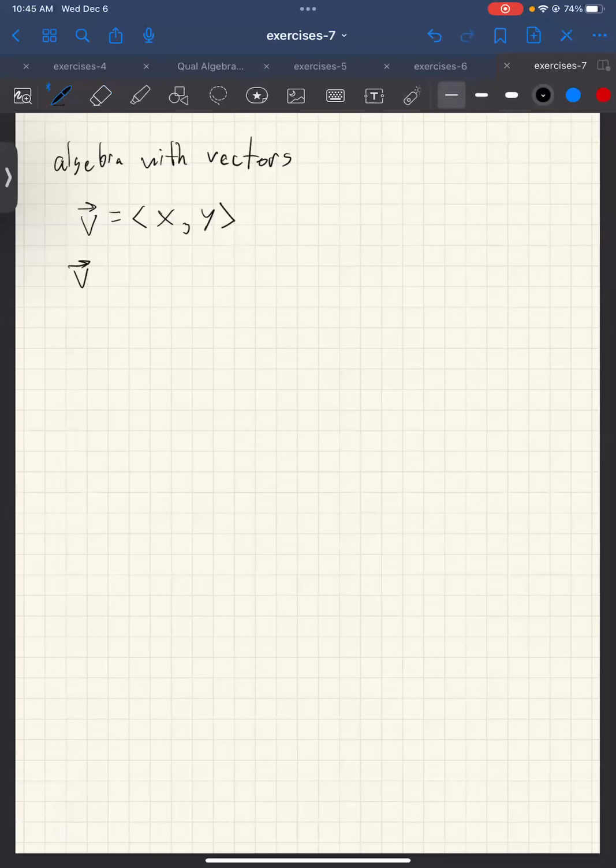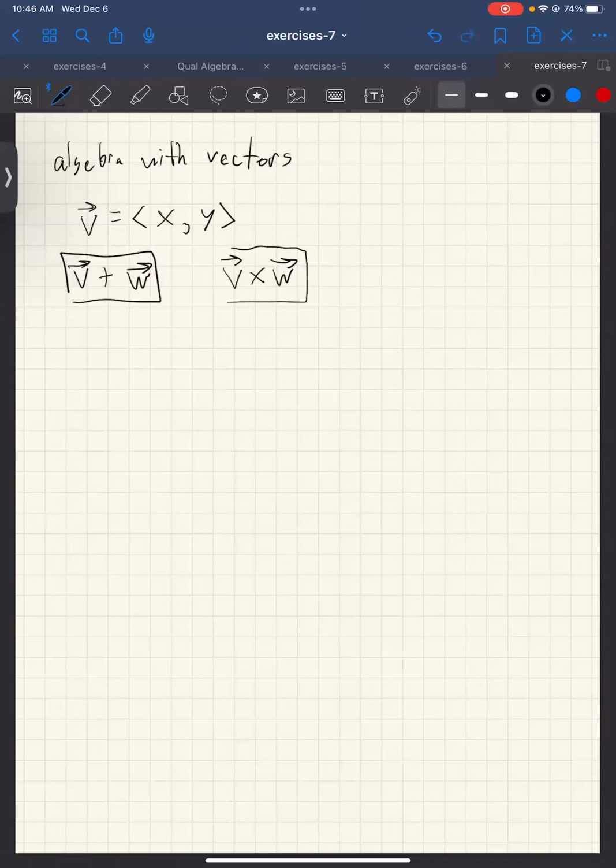So what are our operations from algebra? Well, we can add things together. So I want to talk about what it means to add two vectors. And we can also multiply things together. So you may think we're going to multiply two vectors together.